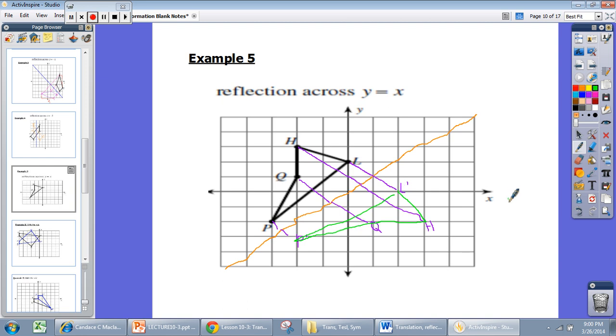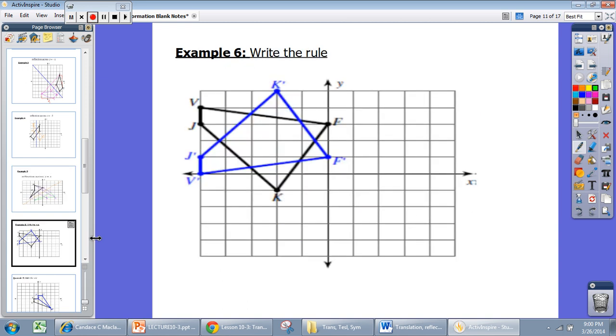Alright, so again, my shape looks horrendous. But yeah, hopefully you're using a ruler so yours looks a lot better. Okay. Next one, we're writing the rule.